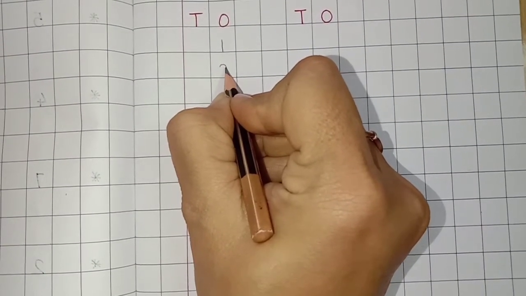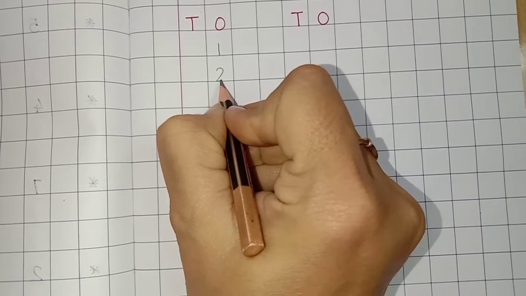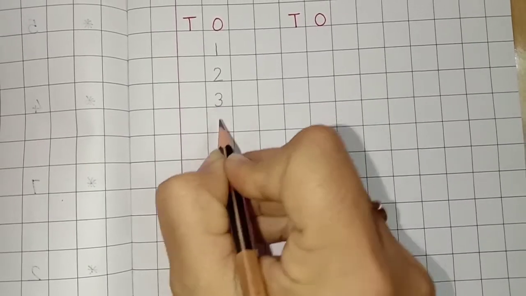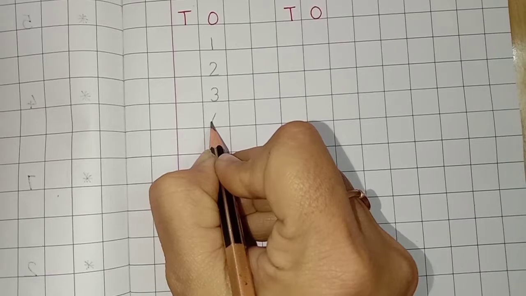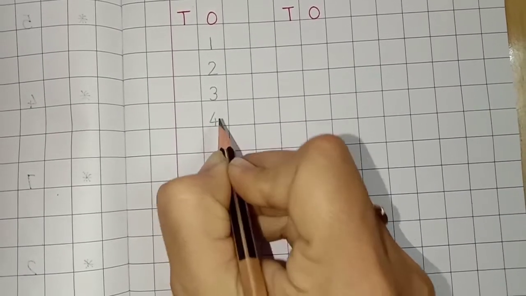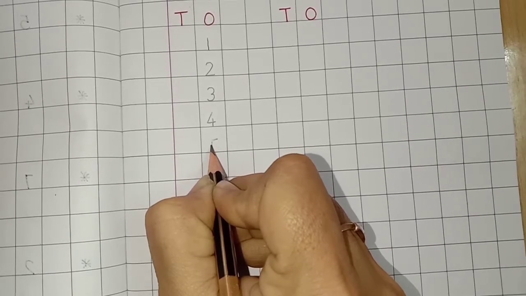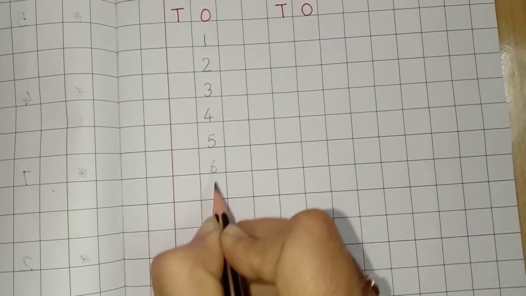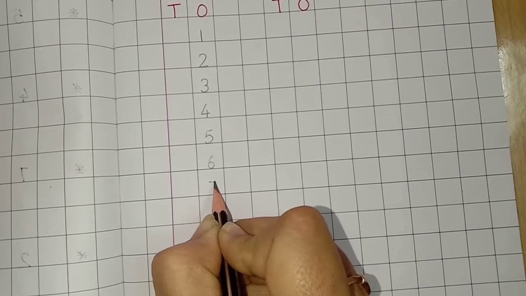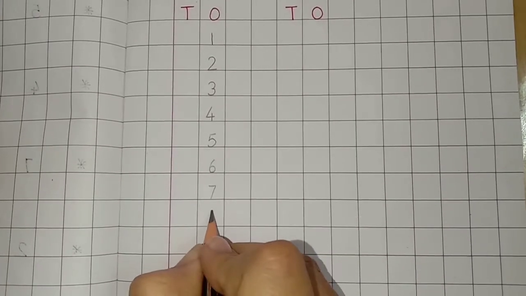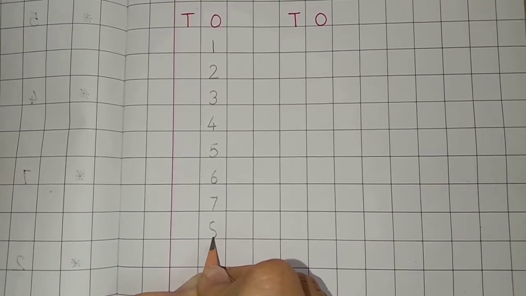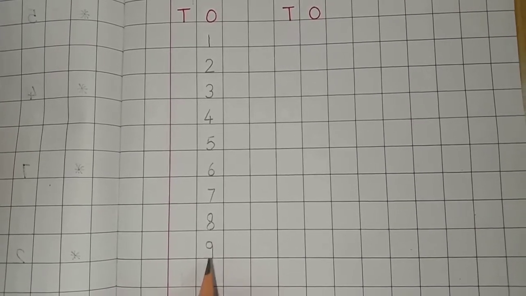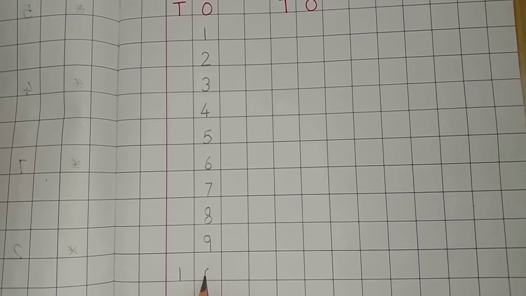What comes after number 1? Number 2. Then 3, 4, 5, 6, 7, then number 8, 9, and 1, 0, 10.